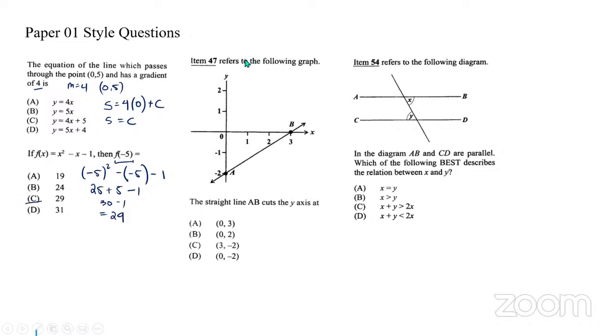All right, so this item 47, the straight line AB cuts the. Rochelle, mark C for the first question. I forgot to mark it. Oh, yes.